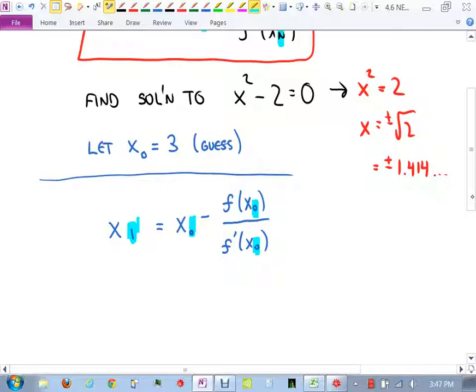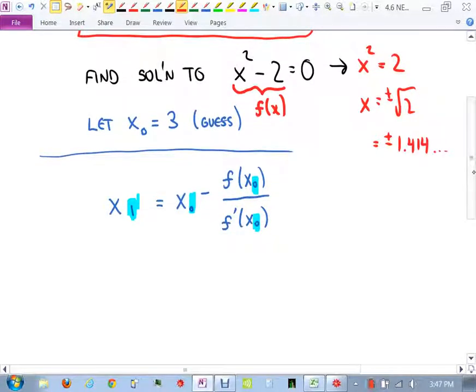Now, what is f in this problem? What's the function? It's the left side of this equation. This is our f of x. While we've got it here, if f of x is x squared minus 2, then what's f prime of x? What's its derivative? 2x, right?